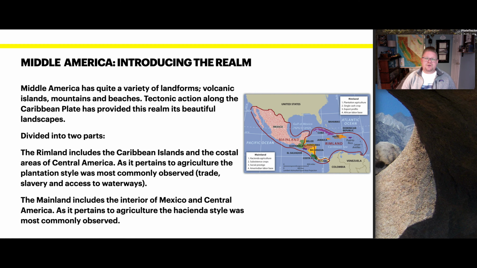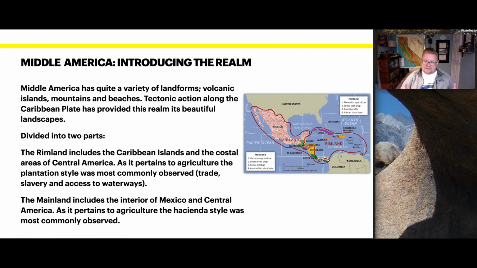Now, to introduce the realm. Middle America has a variety of landforms, volcanic islands, mountains, and beaches. Tectonic action along the Caribbean plate has provided this realm with most of its beautiful landscape. We often divide this area into two parts, as observed in this diagram on the right. The first one is called the rimland, which includes the Caribbean islands and the coastal areas of Central America.